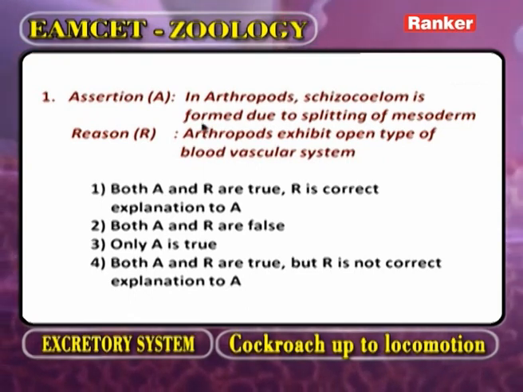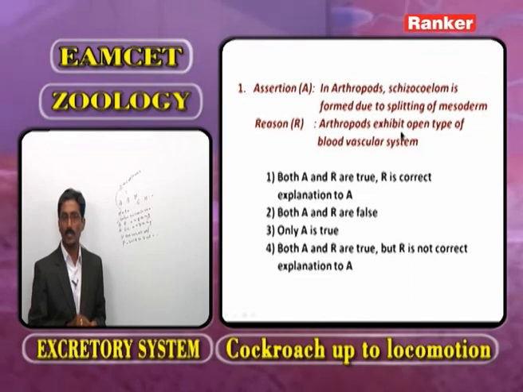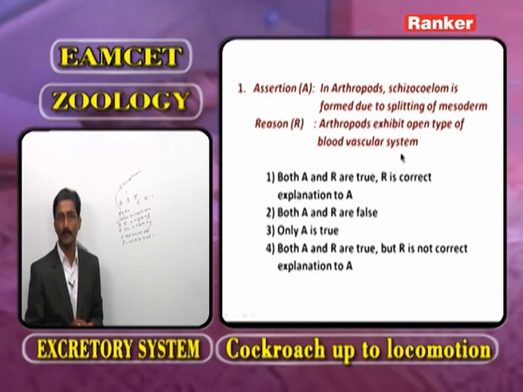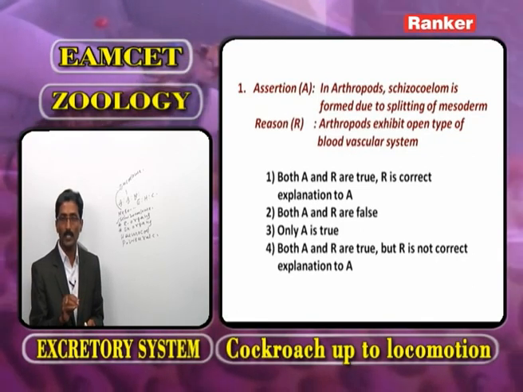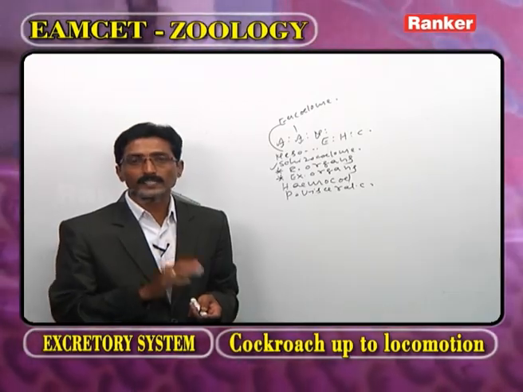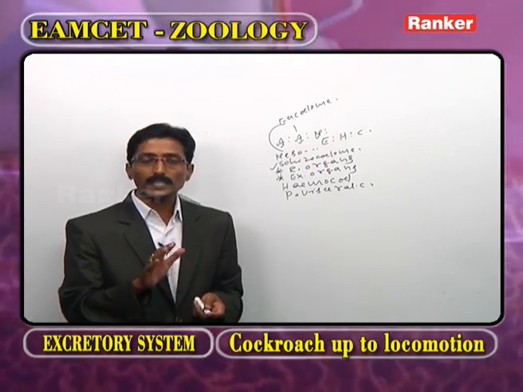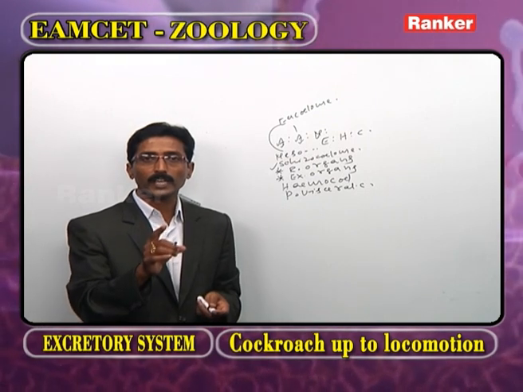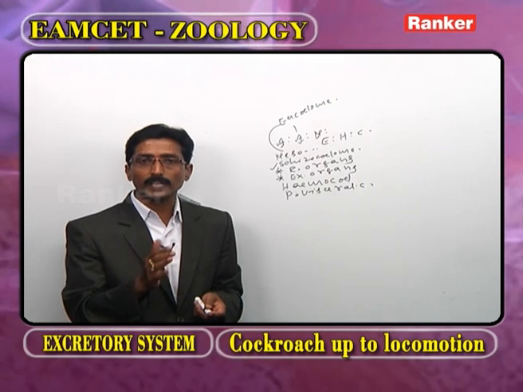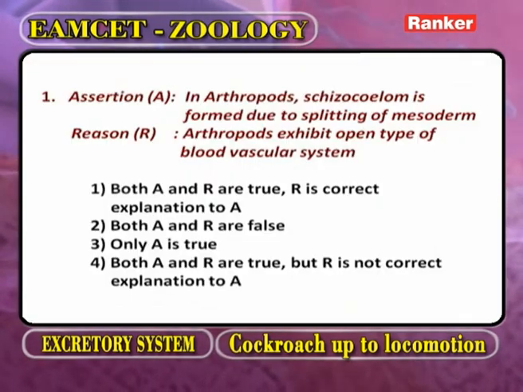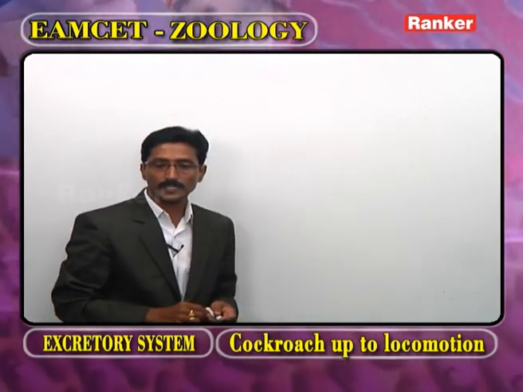Now, the assertion: in Arthropoda, schizocoel is formed due to splitting of mesoderm. The assertion is correct. Reason: in arthropods, what type of blood vascular system is present? Open type. What is meant by open type of blood vascular system? The blood flows in the sinuses. What is the meaning of sinuses? Spaces. Now, based on this information, A and R are correct, but R does not explain A. Now we go for the next question.